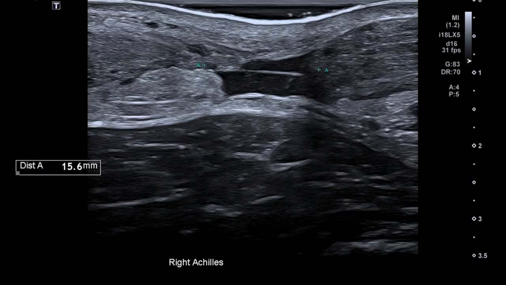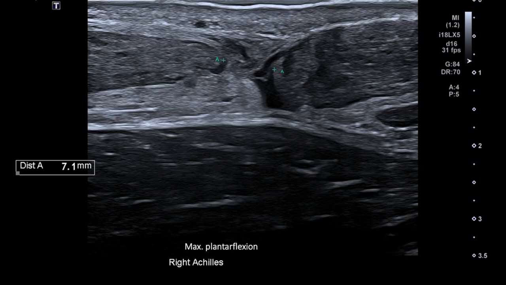the surgeon can use. Now, the surgeons that we work with want to know the gap between the tendon ends in neutral and in maximum plantar flexion. If that gap can approximate to within 10 millimeters, they will elect for a non-surgical repair of the Achilles tendon.